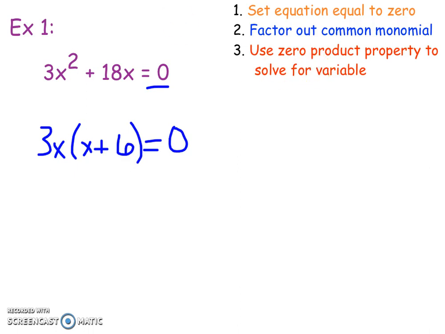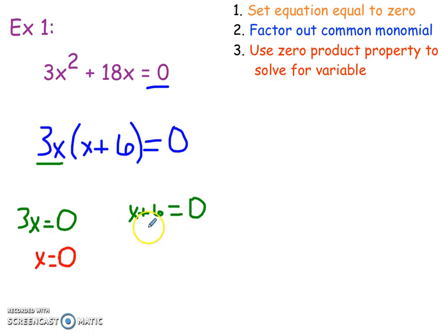Step 3, I'm going to use the zero product property to solve. So that means either 3x equals 0 or x plus 6 equals 0. If 3x equals 0, that just means that x is 0. If x plus 6 is 0, subtract 6 from each side, and x is negative 6.